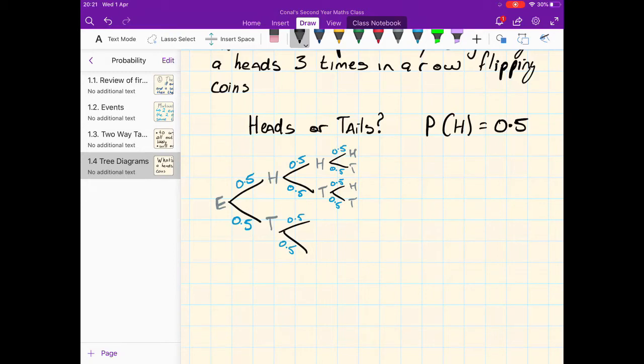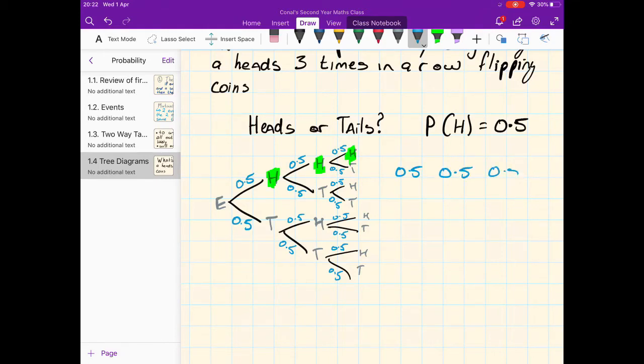Now, just for the sake of showing the full diagram, I'm going to do the same out here as well. So we have 0.5, 0.5, and we have heads or tails. And here again, we have heads or tails and heads or tails. And each time we flip a coin, doesn't matter how many times you do it in a row, the probability of getting heads or the probability of getting tails will be 0.5. So now we want to get heads 3 times in a row. So we have heads here, we have heads here, and we have heads here.